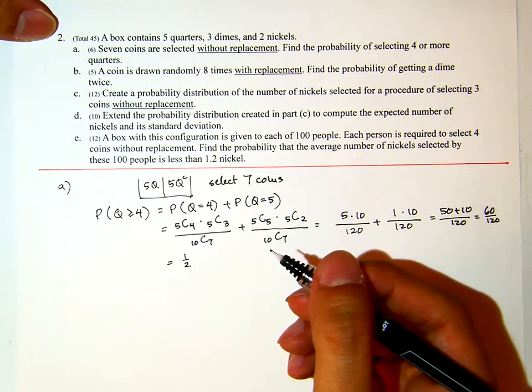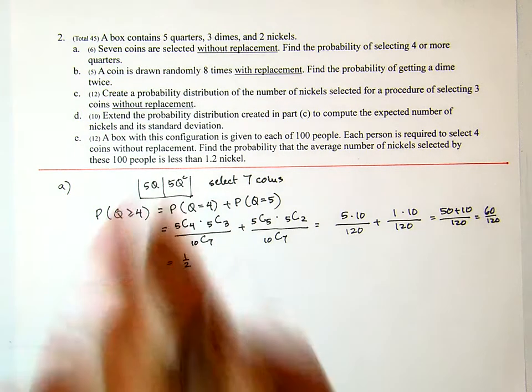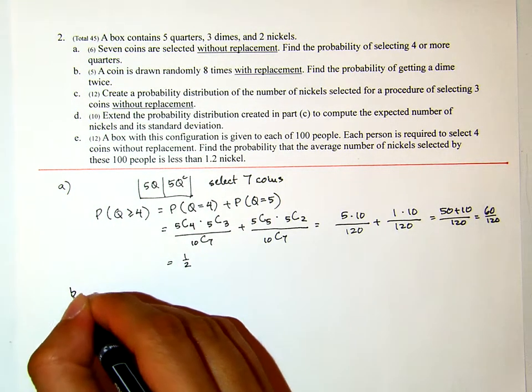Oh, that's surprising, huh? It means if you repeat this procedure again and again, then half of the time will be this case. Either you have 4 or 5 quarters. 50% of them will satisfy that. Now part B. Let's see.